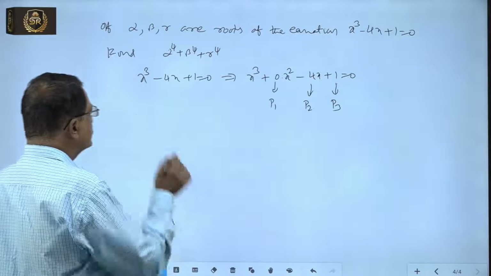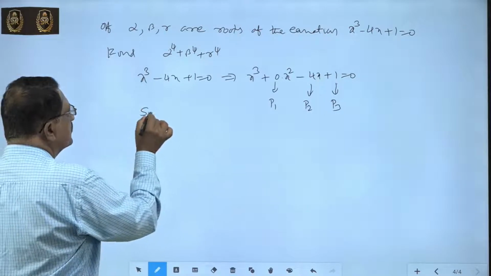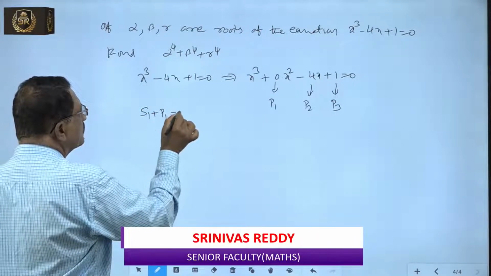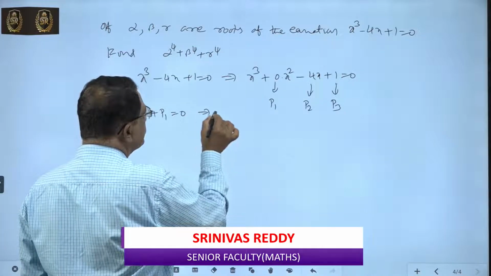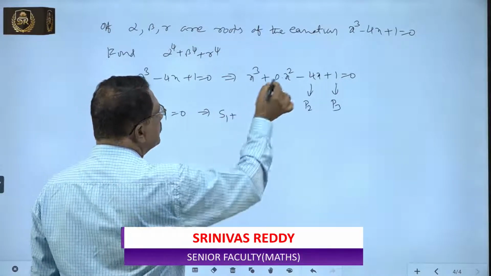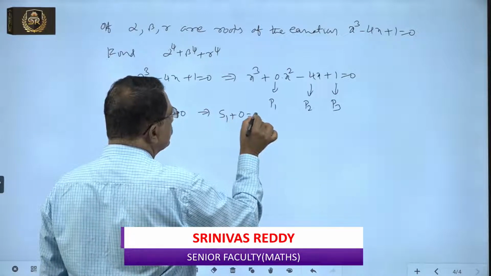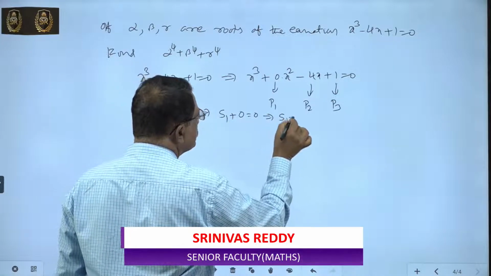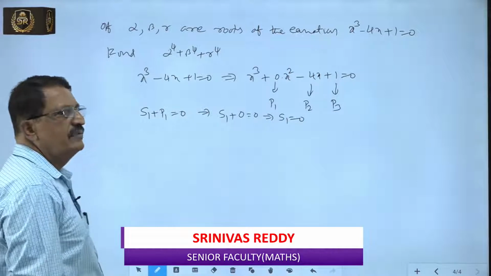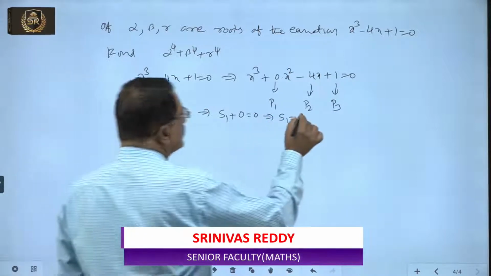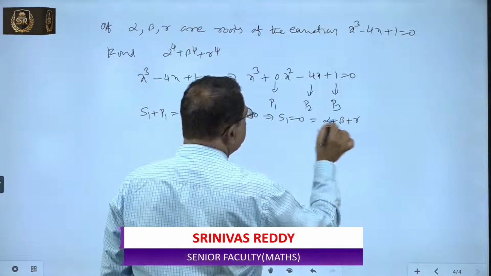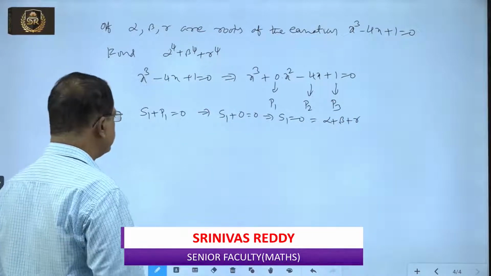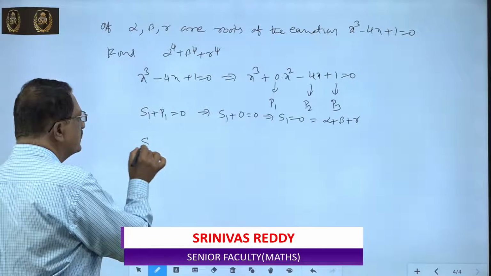Now first, S1 plus P1 equals 0. This implies S1 plus P1, which is 0, equals 0. Therefore S1 equals 0. The value of S1 equals 0, which is nothing but the sum of roots alpha plus beta plus gamma equals 0.